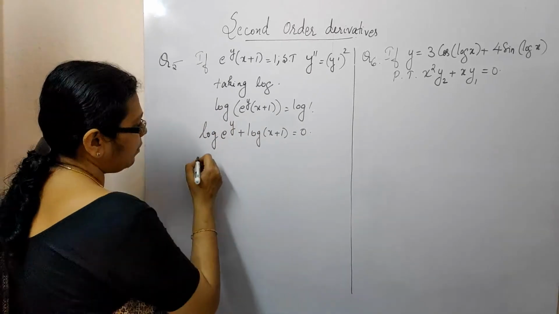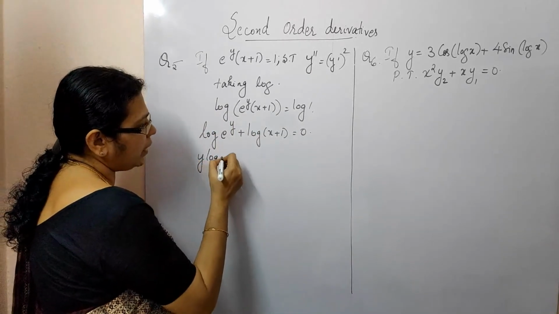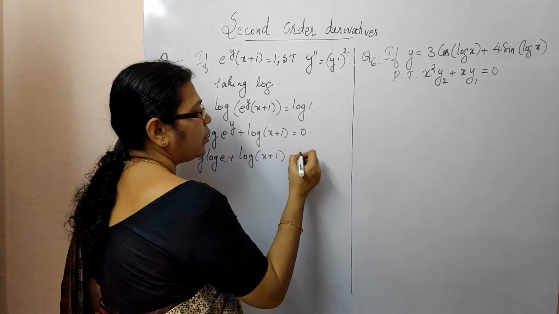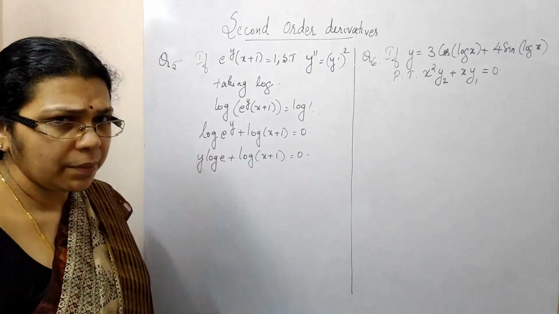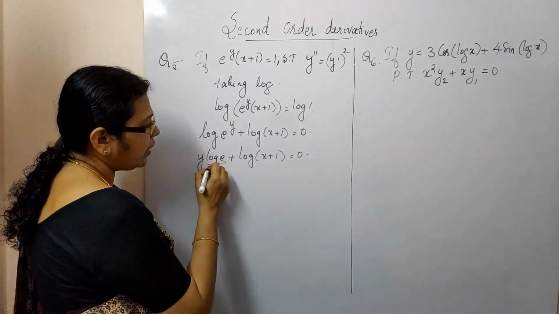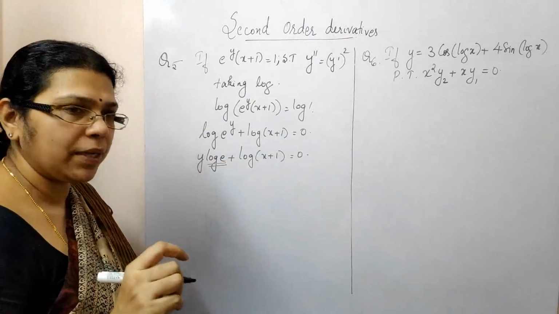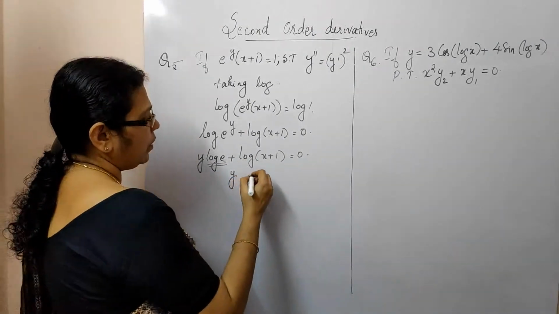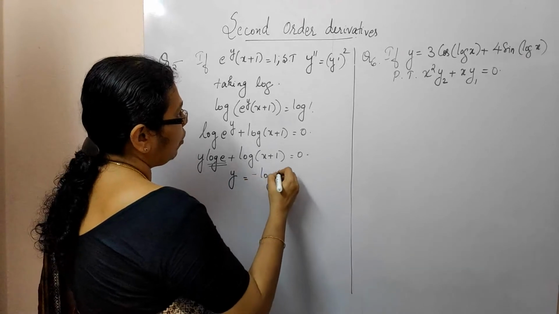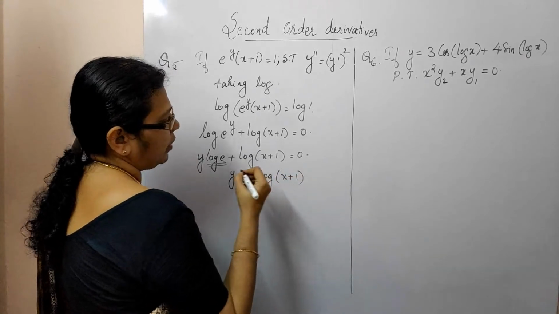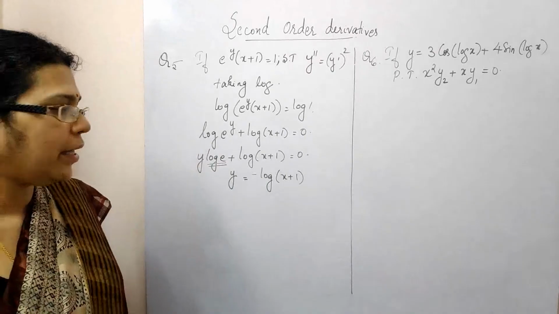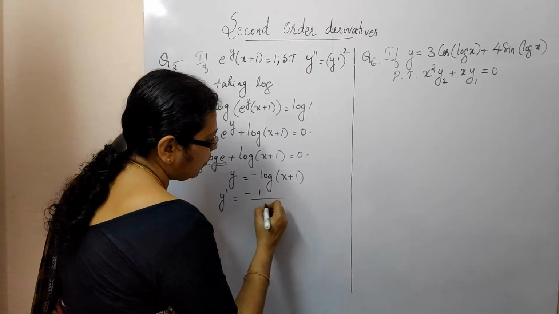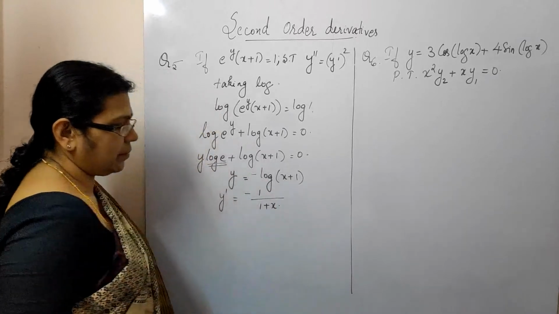Okay. Now, this is log of ab, log of a plus log of b. Now, this is same as y log e plus log of x plus 1 is equal to what? 0. Am I clear? So, here log e value is what? Log and e nullifies to give you 1. I have already told this. So, y is equal to what? Minus of log of x plus 1. So, what is y dash? Y dash is equal to minus 1 by 1 plus x.